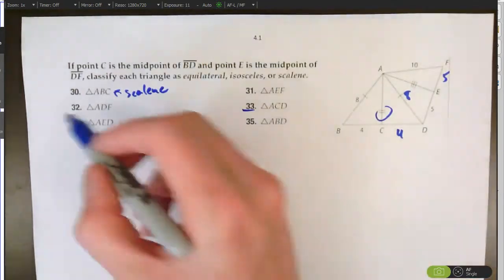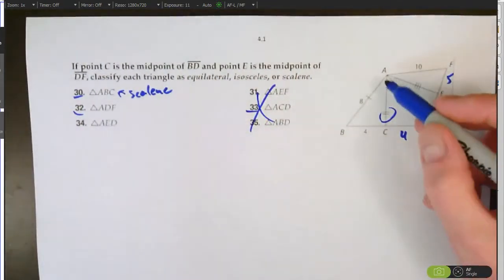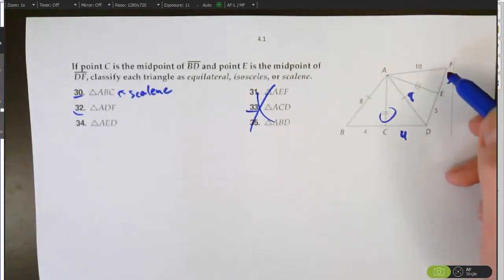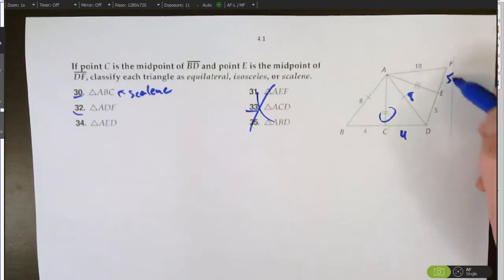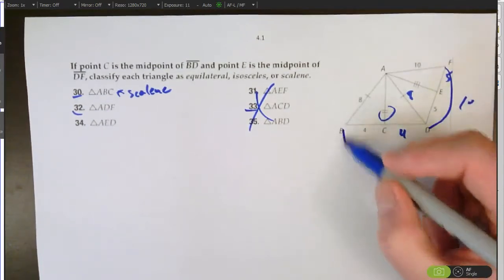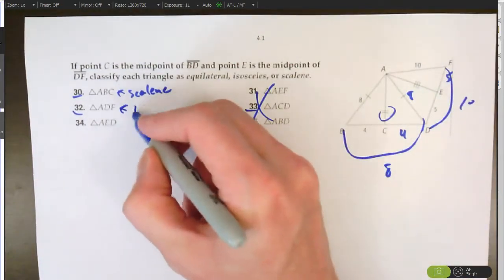Let's say like 32. I'll do the evens because the odds are in the back. ADF, well, here's A, here's D, here's F. For ADF, this is 8, this is 10, this is 5 and 5. DF is also 10, just like BD is also 8. So 8, 10, 10, that has to be isosceles.